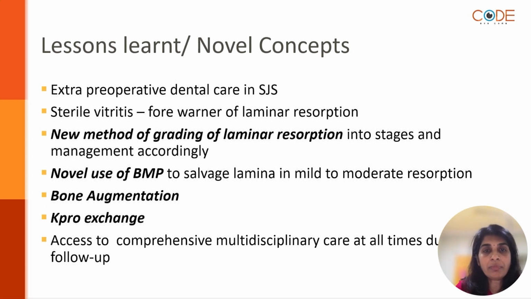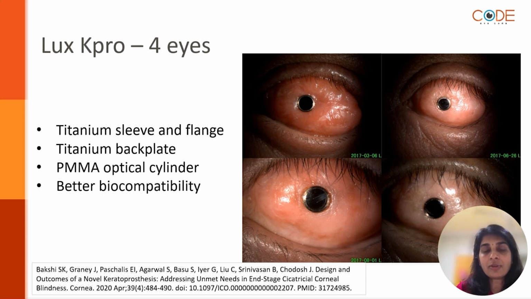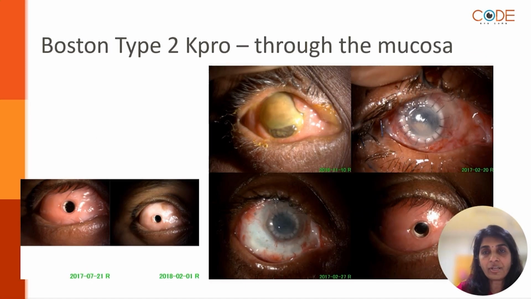Well, there was a lot that we have learned with respect to K-Pro's novel concepts that we have been able to implement in terms of bone augmentation, in terms of K-Pro exchange, the use of bone morphogenic protein to regenerate the bone in situ. Newer techniques like the Lux keratoprosthesis, which basically has a titanium sleeve around the PMMA optic, which improves the biocompatibility. However, this is yet to be FDA approved and freely available.